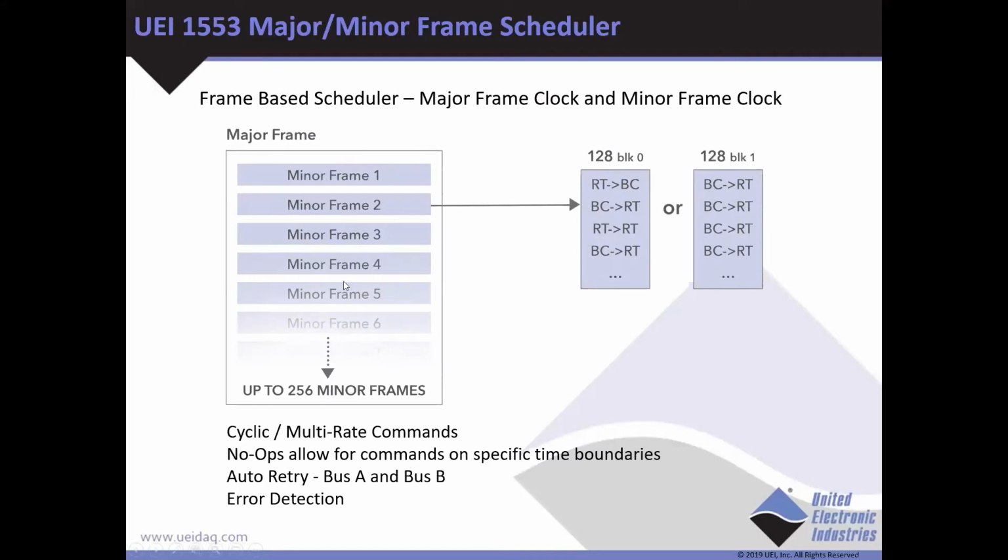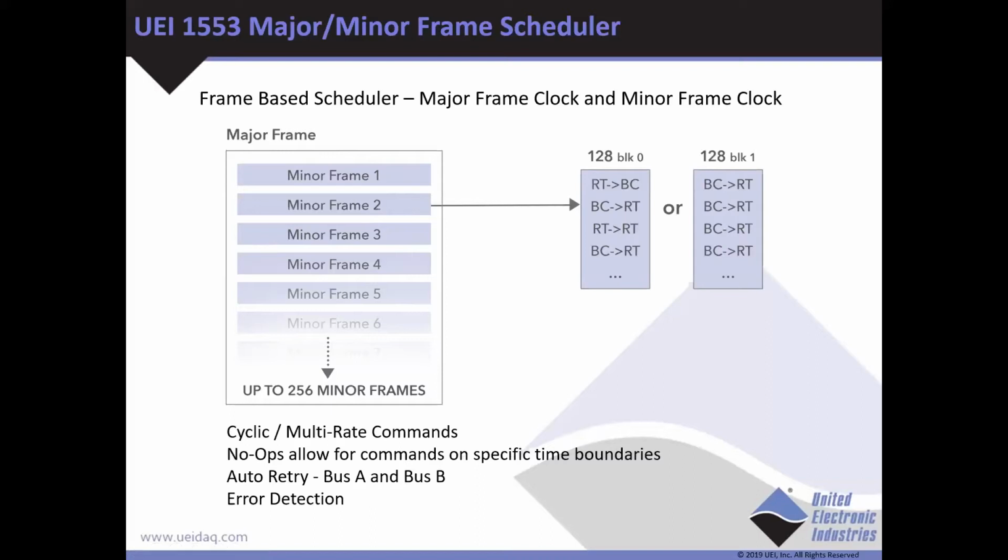Here's an example. The major frame would be this box here. The minor frames are listed here. And then you would fill in commands for each minor frame. You can optionally have a second block ready, and these can be completely different commands. So it supports cyclic and multi-rate commands. Cyclic because it restarts. Multi-rate, as we will see, is you could set up commands that go out 8 times a second, or 4 and 1, all within this major frame. You can put in no-op commands to allow for commands to be transmitted on specific time boundaries.